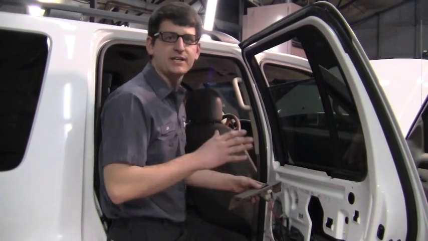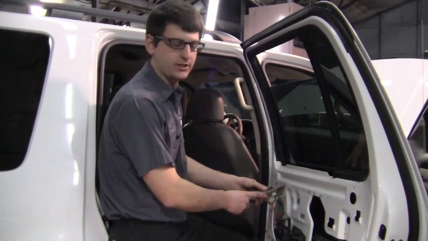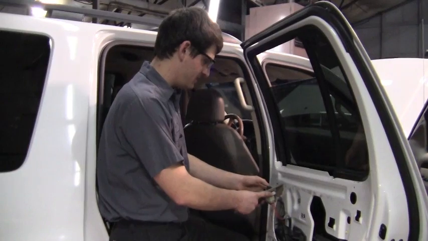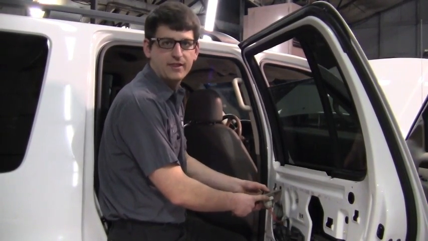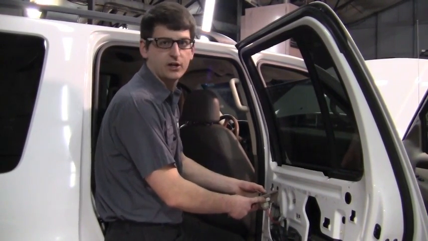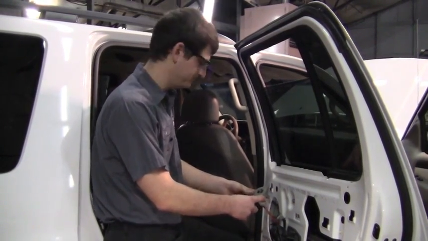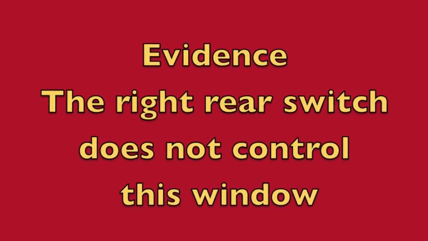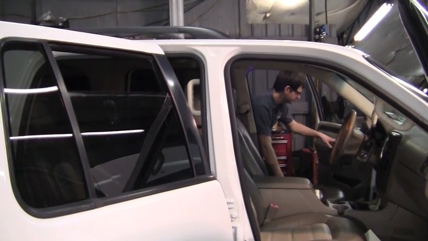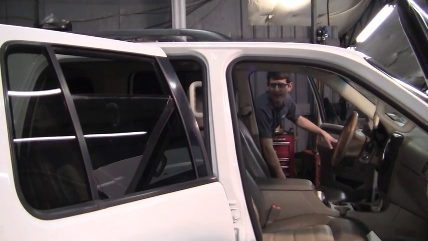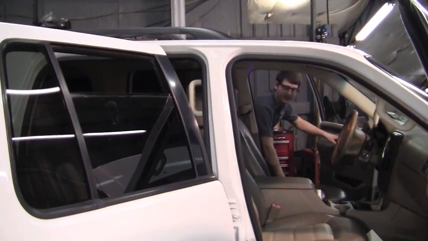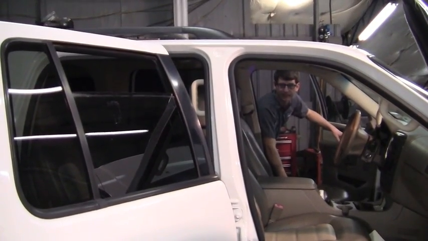Now I'm holding the button down on the right rear window switch and nothing's happening. We're going to try to operate it up, and I'm holding my thumb on the up position and nothing is occurring. So we don't have any commands from the right rear switch. I'm holding the button down and nothing is happening, as we can see. And then as I hold the button up, nothing is happening again.